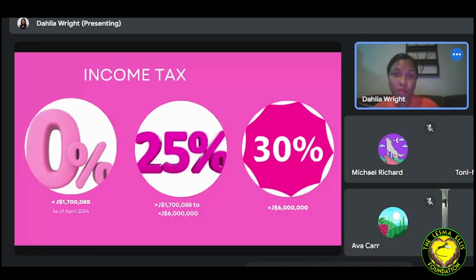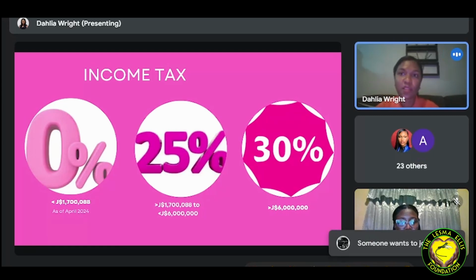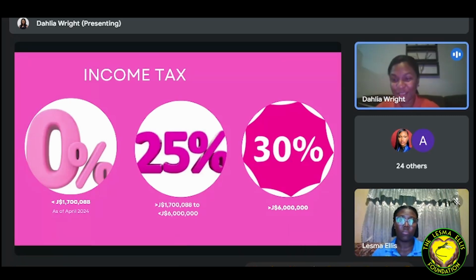No, this is very special to Jamaica's jurisdiction, because a lot of places do tax the lowest threshold. We're one of the few jurisdictions with zero tax for the lowest, right? So between 0 and 1.7 million, we pay no tax on that bucket. Anything you earn between 1.7 million and 6 million, you pay 25% tax on that bucket. And anything above 6 million, you pay 30% tax on that bucket.